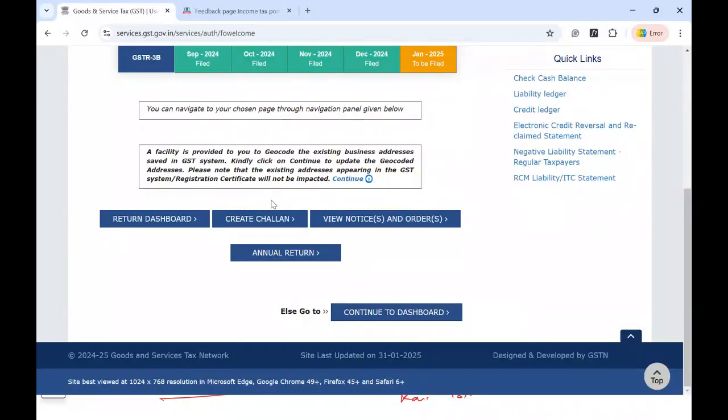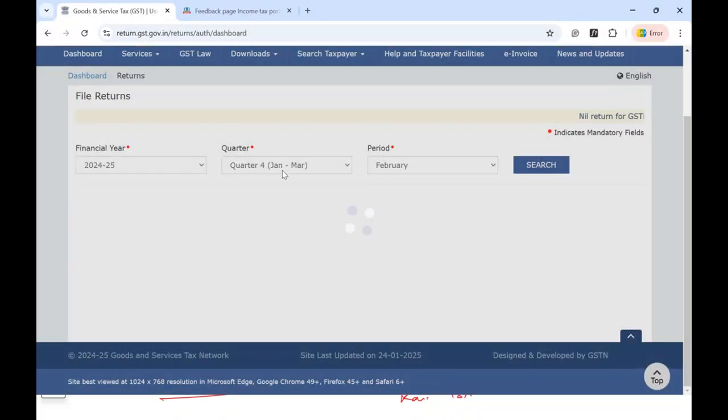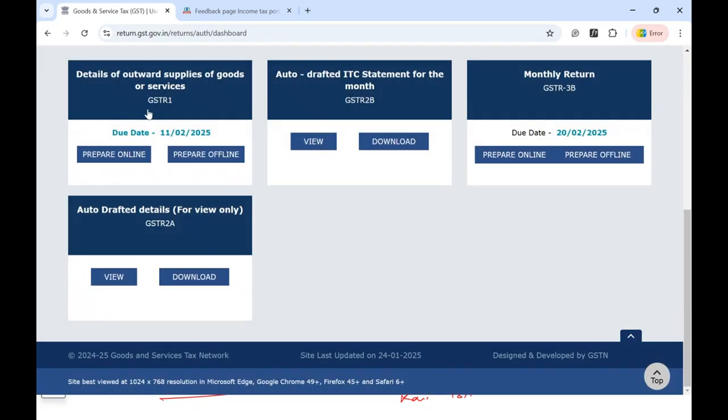Return dashboard. It is a monthly filer, so January is available. Here it is GSTR1. Due date is 11th Feb. I need to file this one, prepare online.